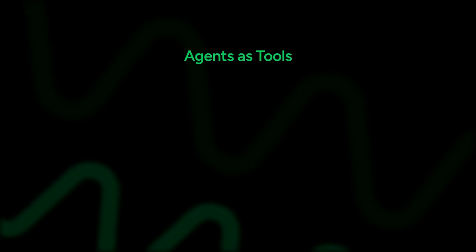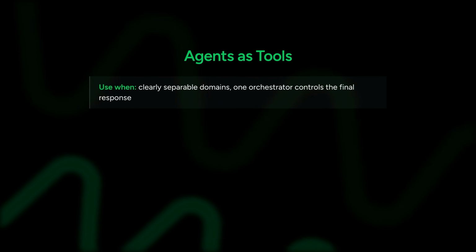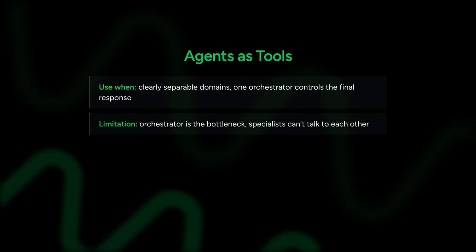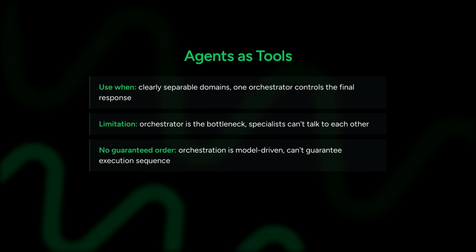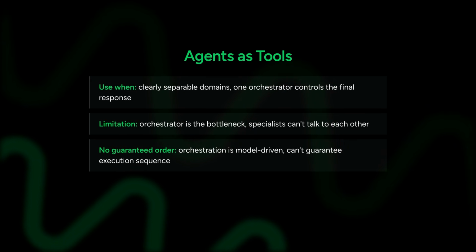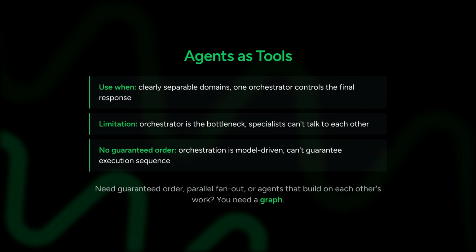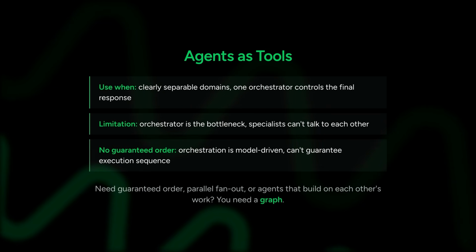So when should you use this pattern? Agents as tools is the right choice when you have clearly separable domains and you want one orchestrator maintaining control over the final response. The orchestrator decides who to talk to and when. The limitation is that the orchestrator is the bottleneck. Every specialist reports back to it, and the specialists can't talk to each other. And because orchestration is still model-driven, you can't guarantee execution order between specialists. If you need guaranteed execution order, parallel fan-out, or agents that build on each other's work without going through the coordinator, you need a graph. And that's the next video.